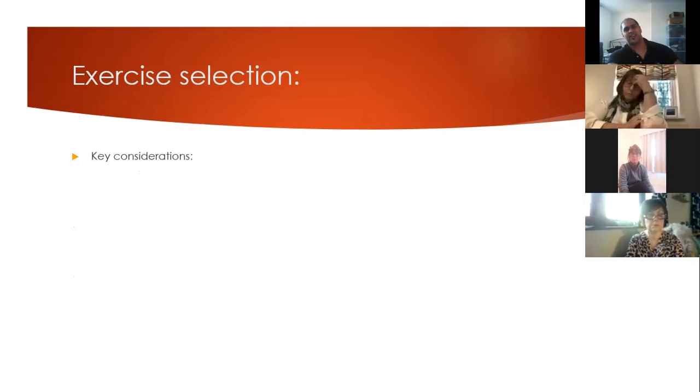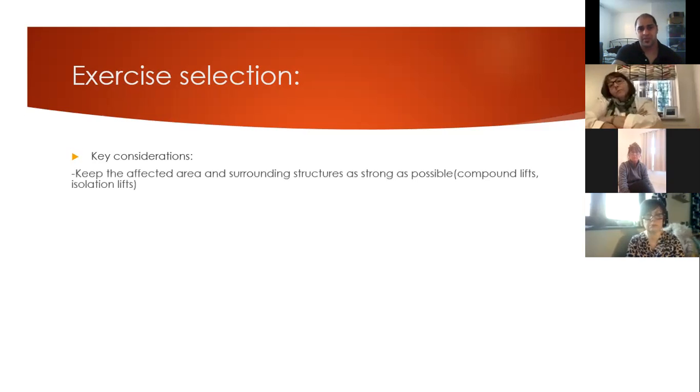When it comes to exercise selection, now this is quite an interesting one. What I'm going to throw at you is the game is the same, but the rules are slightly different, okay? By that, the most important thing is you want to keep your injured area as strong as physically possible. So whether that's using your main lifts, so squats, your deadlifts, your push-ups if you can handle them, etc. You want to use that to keep that area as physically conditioned as possible.